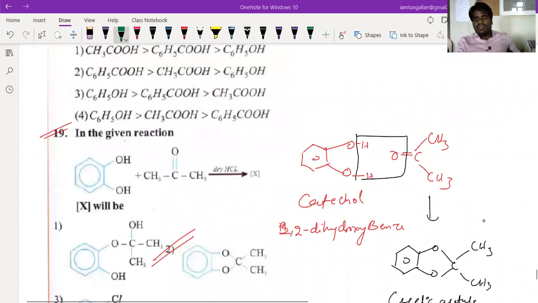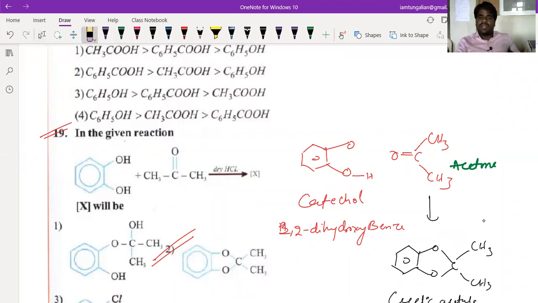See beta, whenever alcohols are treated with a carbonyl compound, this is your acetone, what happens? Removal of water takes place, beta. Look at this particular equation. This is your OH group, this is your OH group. What I am removing here is water. This is a double bonded oxygen, and these two hydrogens are being removed. So these two oxygens are being connected to this carbon of acetone, beta. Are you getting this?